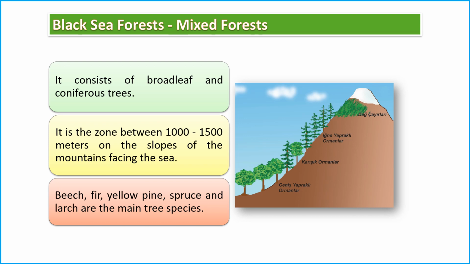4. Beech trees. Beech trees, known for their deciduous nature, are a significant component of this forest zone. Their presence adds to the seasonal dynamics of the vegetation, with leaves shedding in winter. 5. Coniferous dominance. Coniferous trees, such as fir, yellow pine, spruce, and larch, contribute to the evergreen aspect of the forest. These trees adapt well to the cooler temperatures and often retain their needles throughout the year.